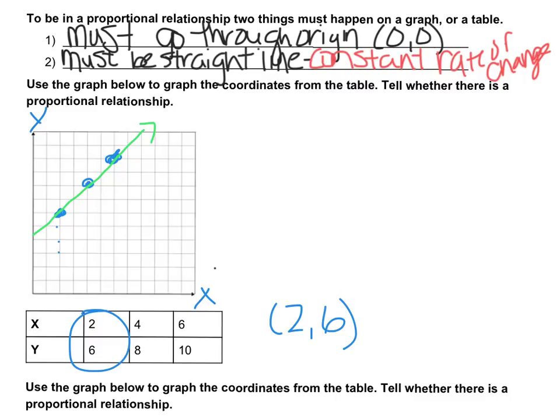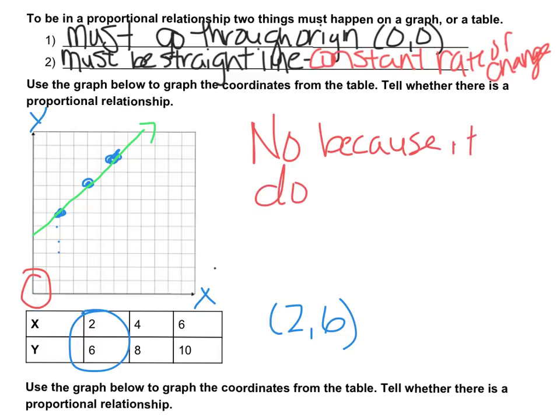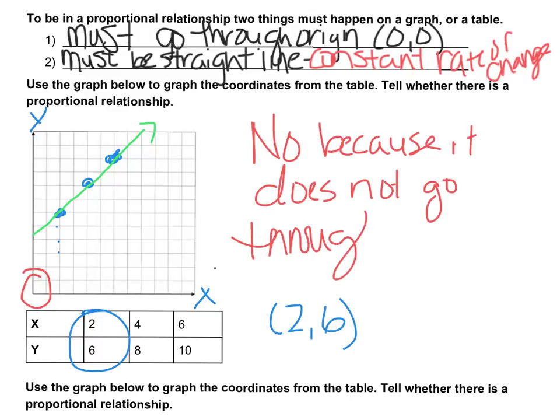Okay, so we want to know if this has a proportional relationship. Well, it does have a constant rate of change because it's a straight line, but it's not going to go through 0, 0. So no, because it does not go through 0, 0. And you should be specific. It does not go through the origin, not just 0, 0.